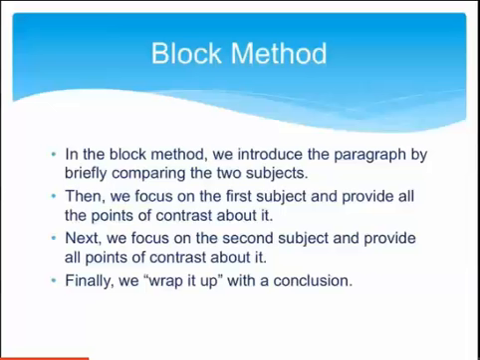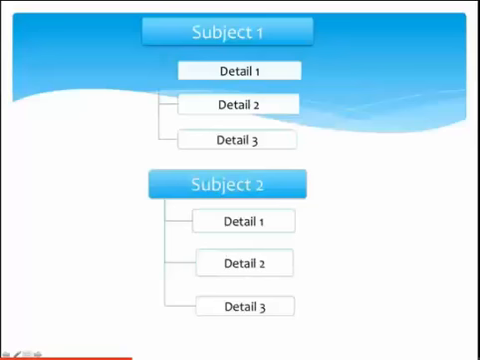In block method, we take our first object or subject that we are going to contrast, let's say in this case the porcelain teacup, and we provide all of the points of contrast about it. In other words, we write a whole block of text about that one object. Then we focus on the second object or subject and provide all the points of contrast about it, such as the paper cup. And then finally, we wrap it all up with a conclusion. Let's take a look at how that might look arranged in an organizer.